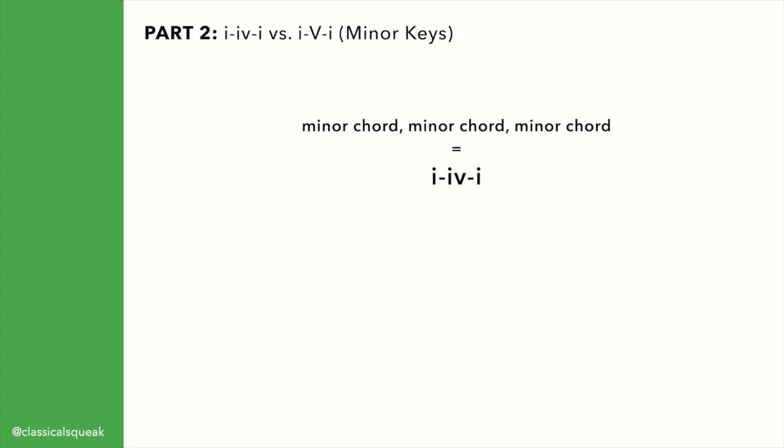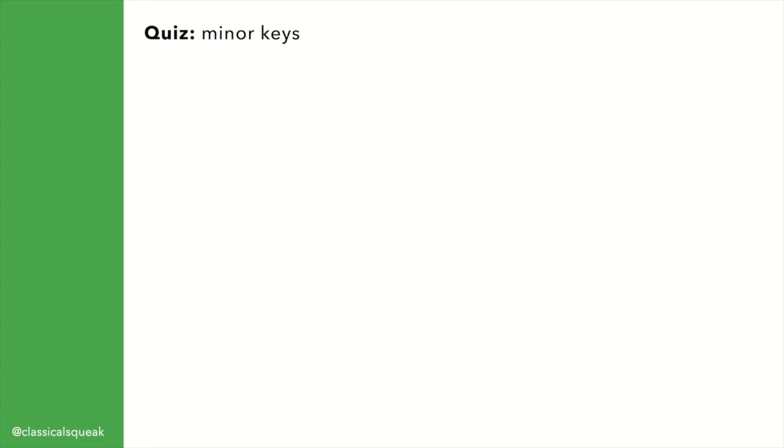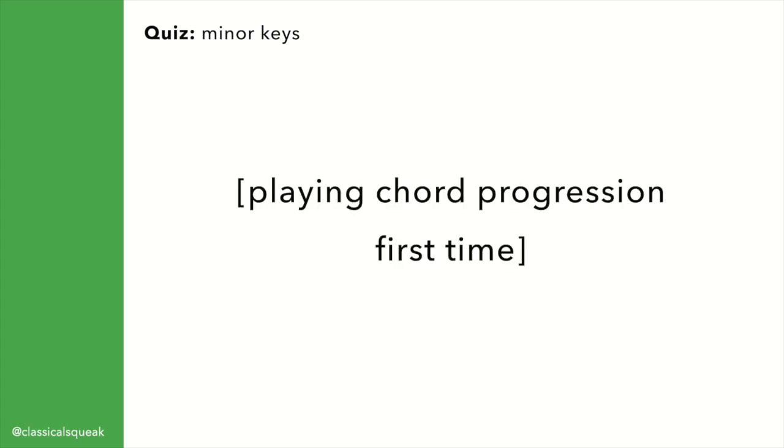Therefore, if you hear 3 minor chords in a row, it has to be 1, 4, 1. If you hear minor, then major, then minor, then it has to be 1, 5, 1, since these are your only options. Let's try a few 1, 4, 1 versus 1, 5, 1 in minor keys.